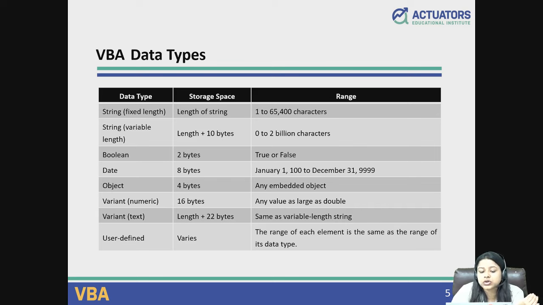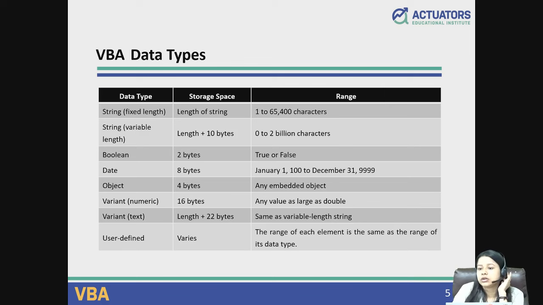So the storage here, suppose I have a string of 4 characters. The 4 characters are 4 bytes. It is storing 4 bytes. Over here, for the variable length, it will store 4 plus 10, 14 bytes. So if it's not a very large character, try to use the string variable. Generally, we use string variables only.